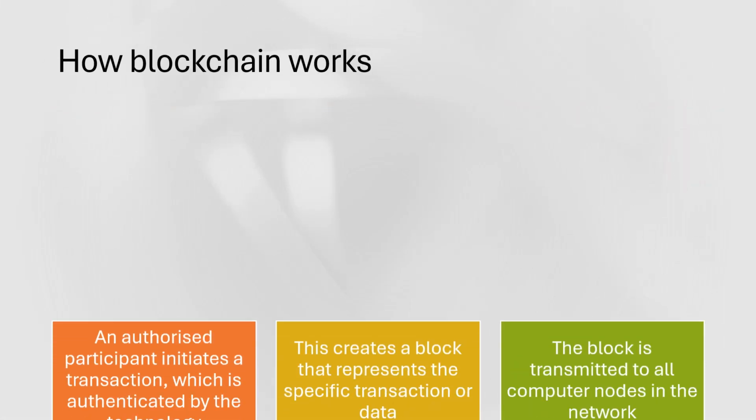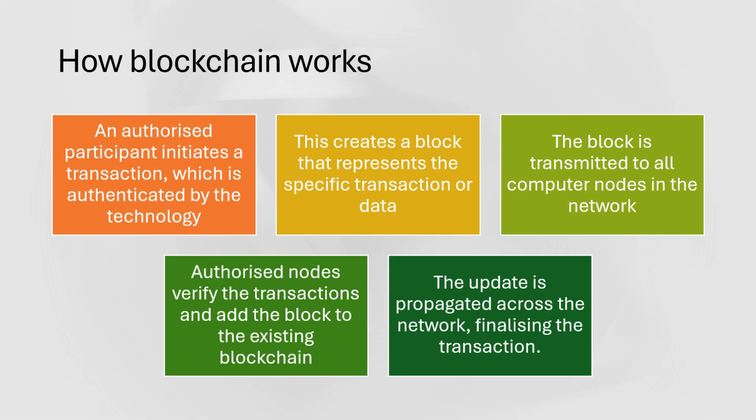How blockchain works. An authorized participant initiates a transaction, which is authenticated by the technology. This creates a block that represents the specific transaction or data. The block is transmitted to all computer nodes in the network. Authorized nodes verify the transaction and add the block to the existing blockchain. The update is propagated across the network, finalizing the transaction.